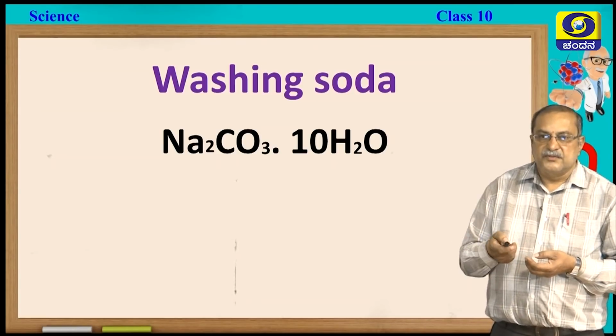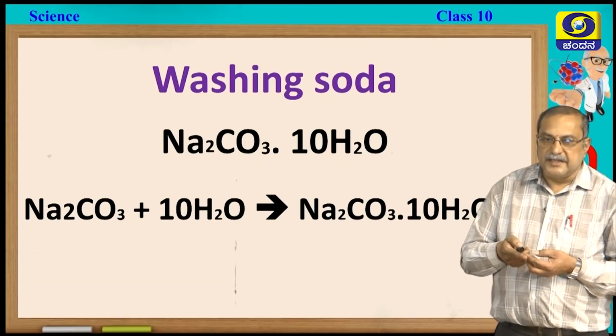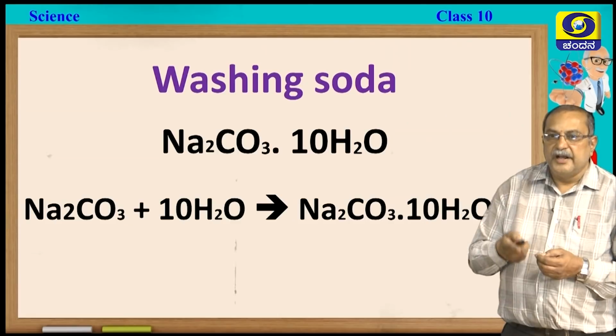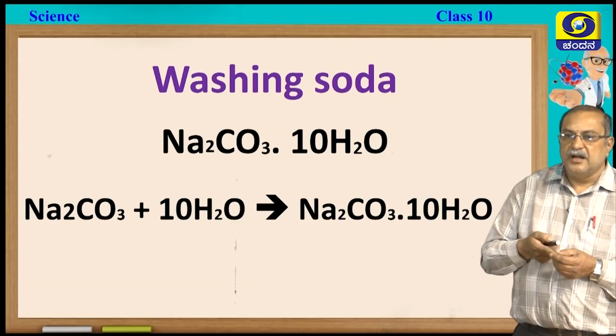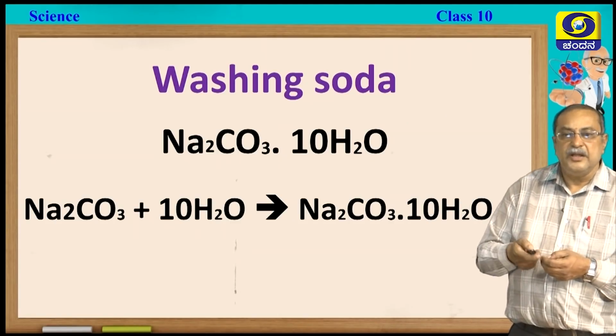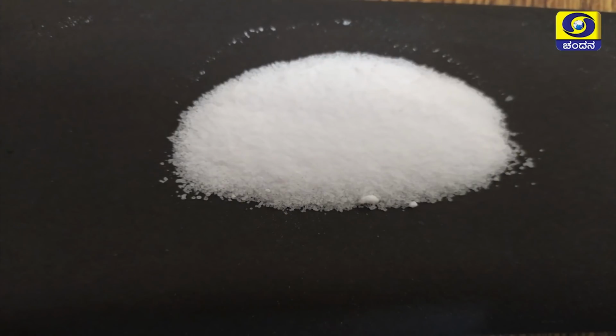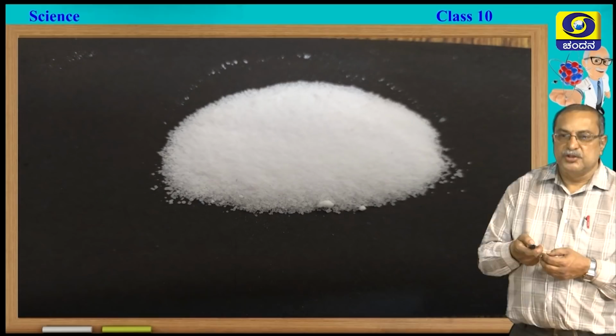So, how washing soda is prepared we will see. Sodium carbonate plus 10H2O, when reacted, forms Na2CO3·10H2O. That means the water of crystallization is formed on recrystallizing the sodium carbonate. When you recrystallize sodium carbonate with water, it gives hydrated sodium carbonate, decahydrated sodium carbonate, which is obtained here.